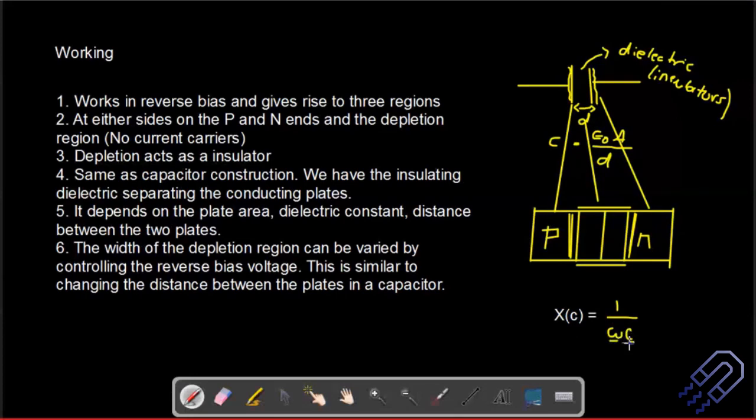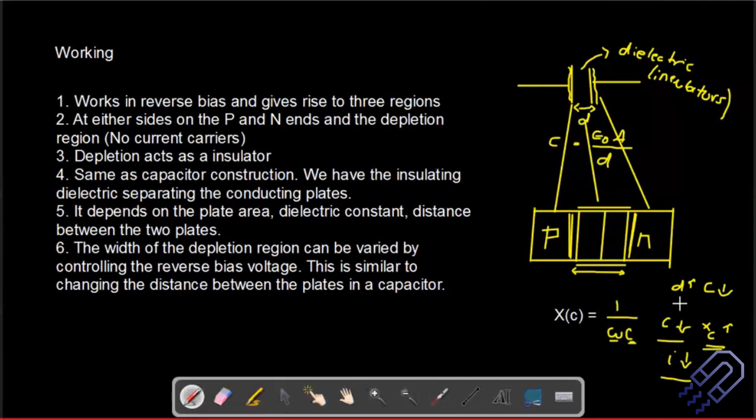So look into the capacitance now. What happens is I am increasing the width of the depletion region by increasing the reverse bias. That means D will increase. As a result, C will reduce. And if C reduces, the reactance will actually increase. Correct? So if the reactance increases, that means we can say effectively the resistance increases. So if the resistance increases, the current in the circuit will actually reduce.